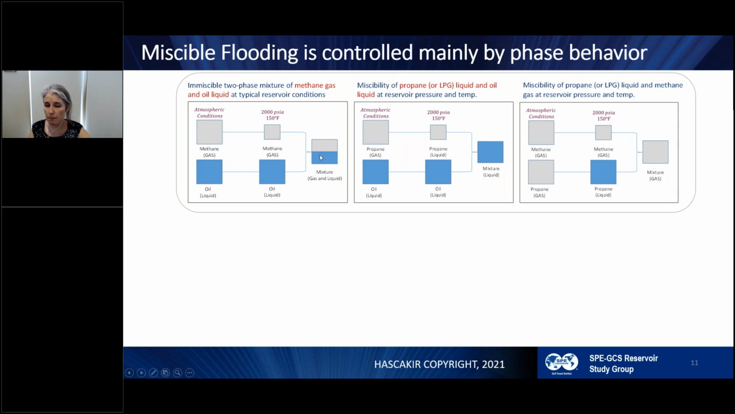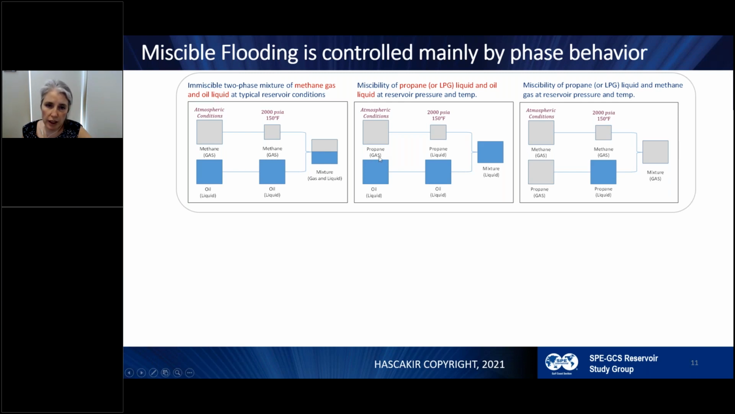And once I am mixing these 2 components at the same pressure and temperature, I'm seeing that they are not miscible. And the mixture is giving me 2 phases, gas and liquid, in a multi-component system. And the oil has several components, plus I have methane in this mixture.